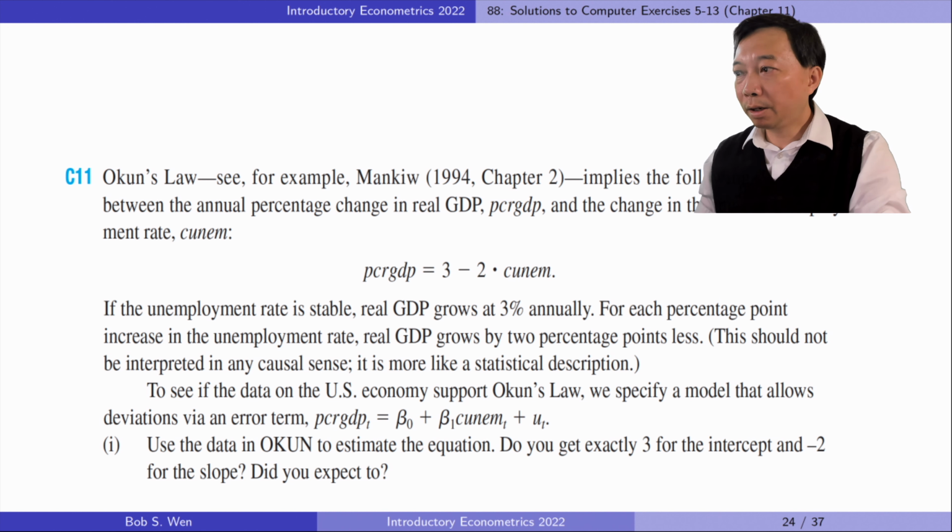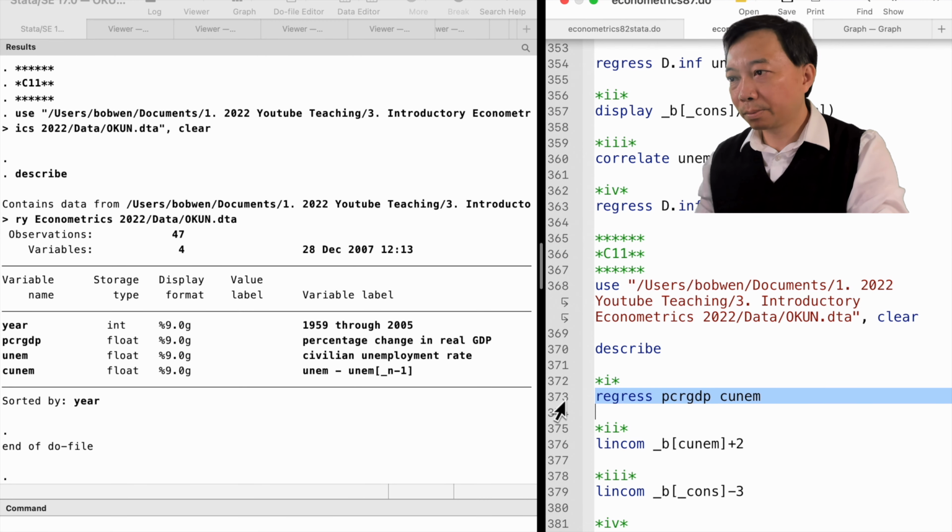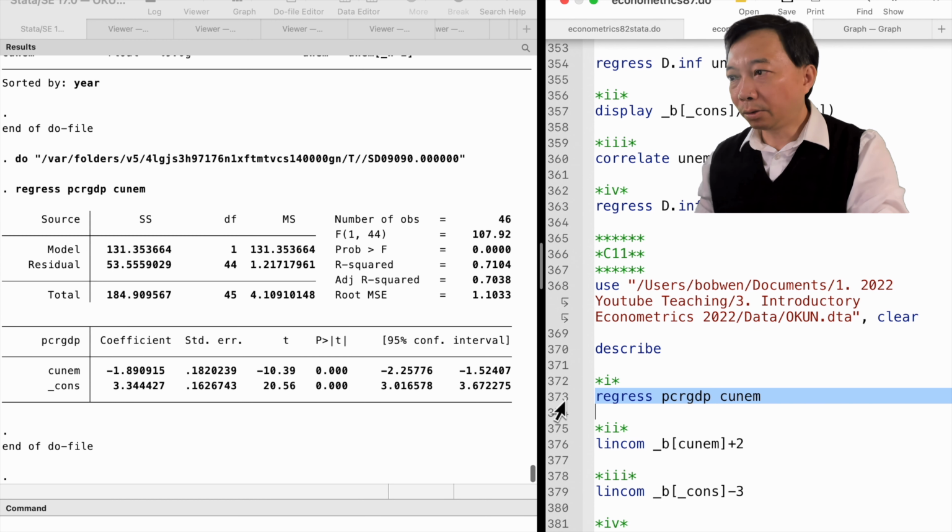To see if the data on the US economy support Okun's law, we specify a model that allows deviations via an error term. In part 1, estimate the equation. Do you get exactly 3 for the intercept and -2 for the slope? Did you expect to? We don't expect to get exactly the same numbers, but the estimates are not far from it.